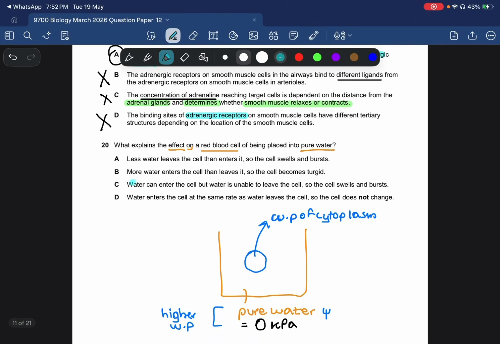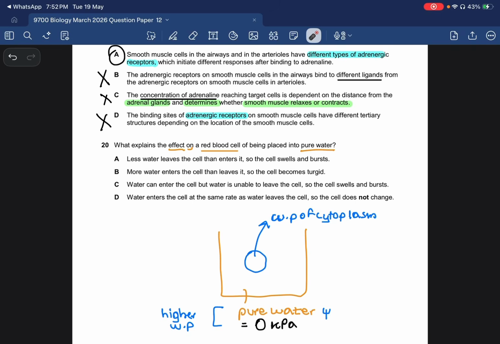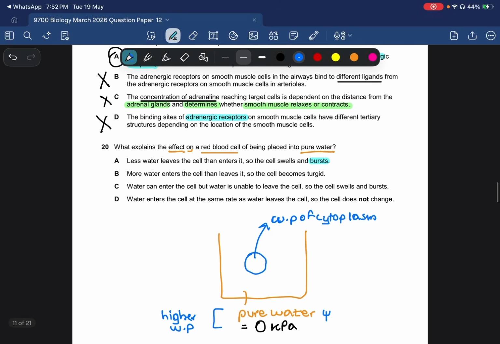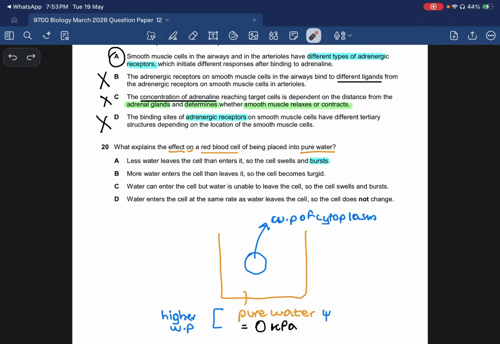So let's look at the answer options. A: Less water leaves the cell than enters it. That's right. So the cell swells and bursts. That's correct. Why does the cell burst though? Because it's a red blood cell, right? It's an animal cell which does not have a cell wall. So it does burst. But let's see the other options too, just for extra safety. B: More water enters the cell than leaves it. Correct. So the cell becomes turgid. That's right. But what happens after it becomes turgid? It bursts. So not the entire thing has been mentioned here.